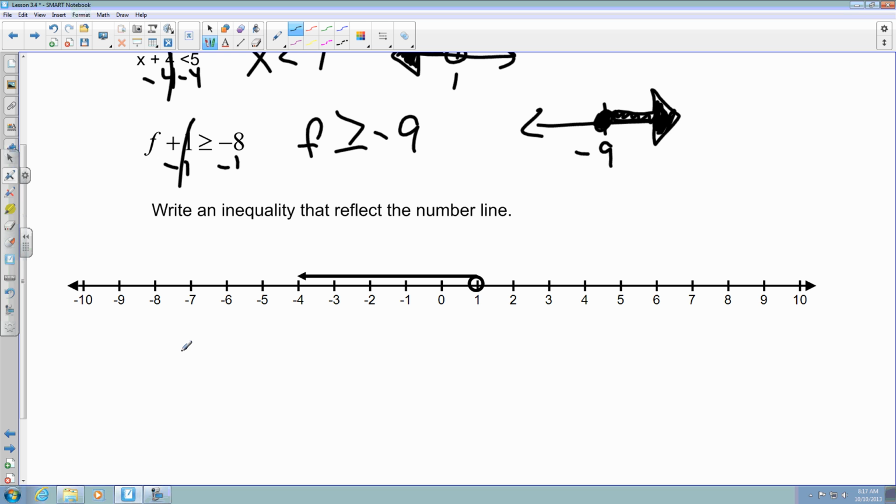Last thing here is they're going to give you a graph, and they're going to ask you to write an inequality that reflects this graph on the number line. So if I look here, I have an open circle at 1, and it's shaded to the left. So what I would do is write a variable, which I'm going to give as x, and I'm going to write 1. Now, looking at it, it's moving towards the left. So remember, since our variable is on the left-hand side, we can just use the arrow. And so it's going to be x is less than 1. There is no line underneath it because of the open circle.